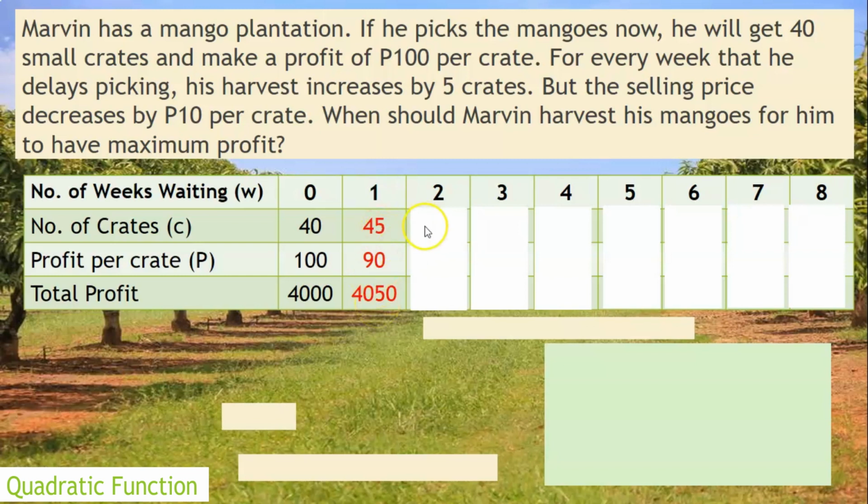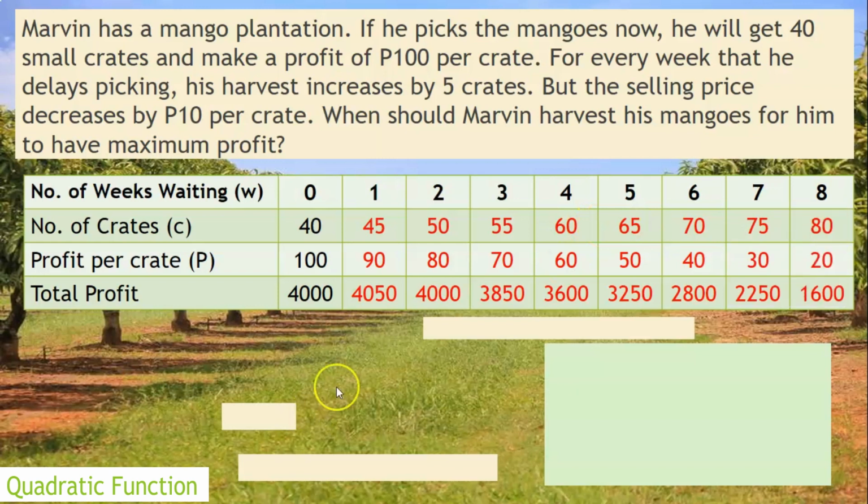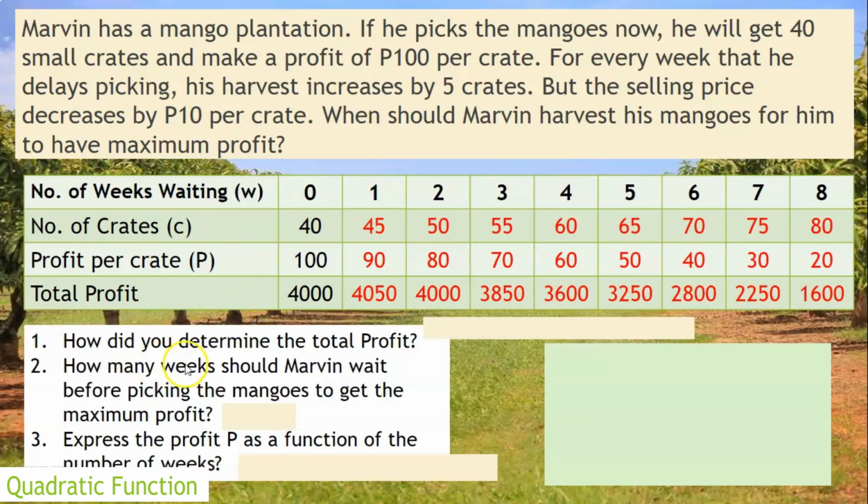That's multiplying this. After 2 weeks, increase by 5 and decrease by 10, so it will be 4,000. After 3 weeks, increase the harvest by 5, less 10 pesos on the selling price, then this is the profit. The same thing goes until week 4, 5, 6, 7, and 8. So question: how did you determine the total profit? Take note, we multiply the number of crates times the profit per crate, or the selling price per crate.